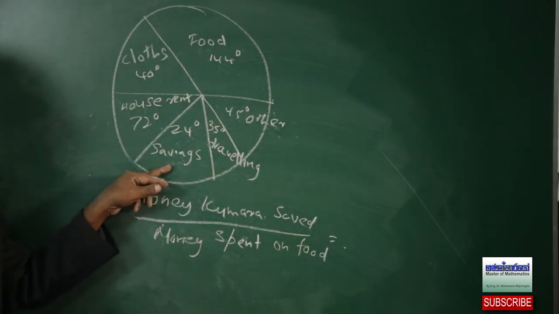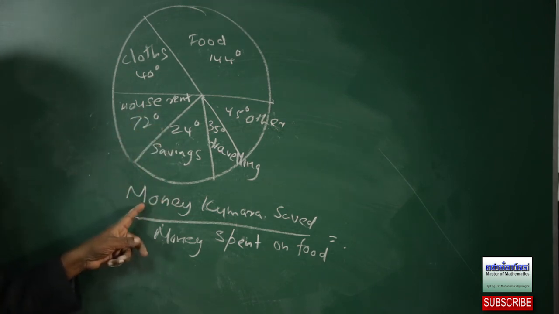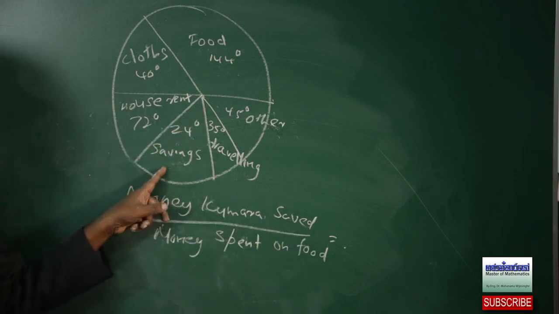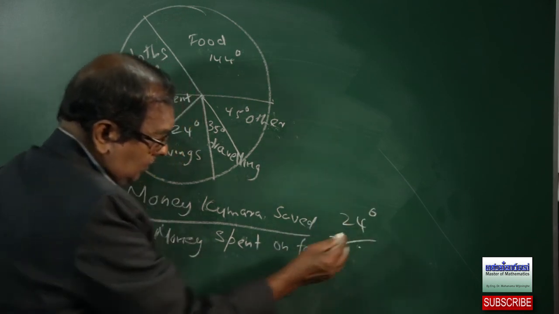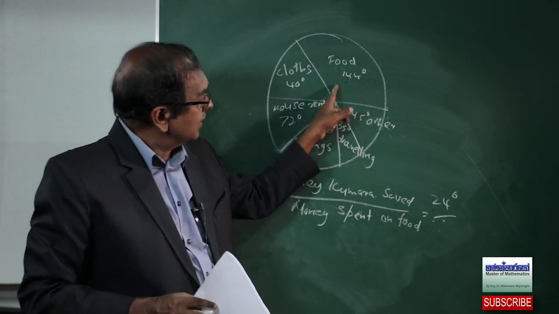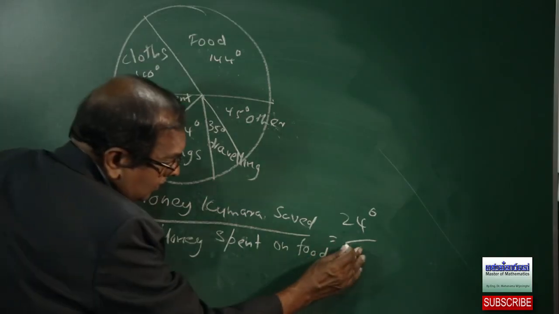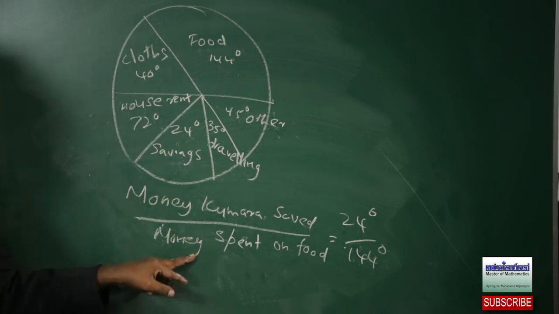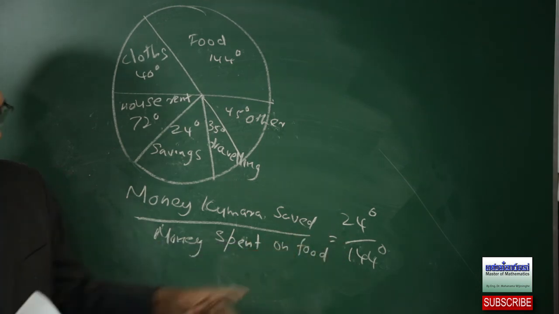The rupee value is not given, but respective angles are given. Therefore, for the money Kumar saved, we can consider the angle given for that saving, which is 24 degrees. Here, for money spent on food, what is the representative angle? 144 degrees. This ratio can be taken by considering the ratio of the angles.